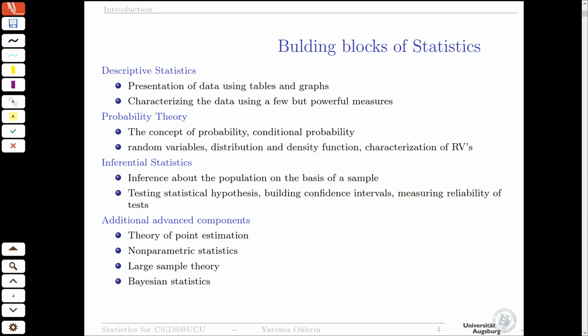Now, the second part is probability theory. This part develops everything related to probabilities, to random variables, to characterization of random variables. Because the whole of statistics is based in some sense on random variables and probability. Probability is kind of simple. If you toss a coin, then the probability of getting a head is 0.5. The probability of getting tail is also 0.5. But of course, the concept of probability is much more complex.